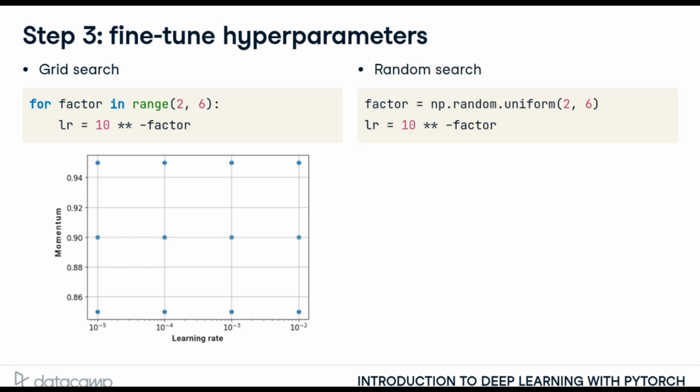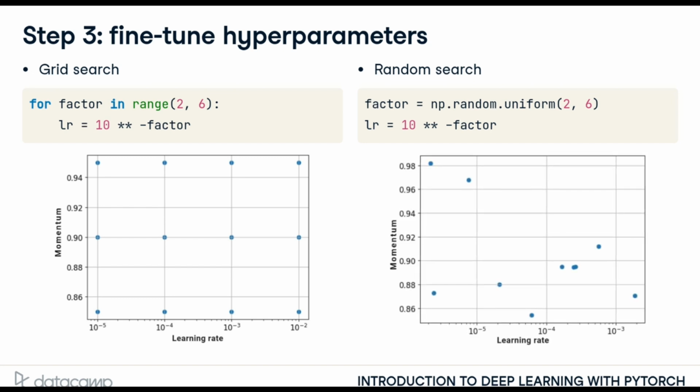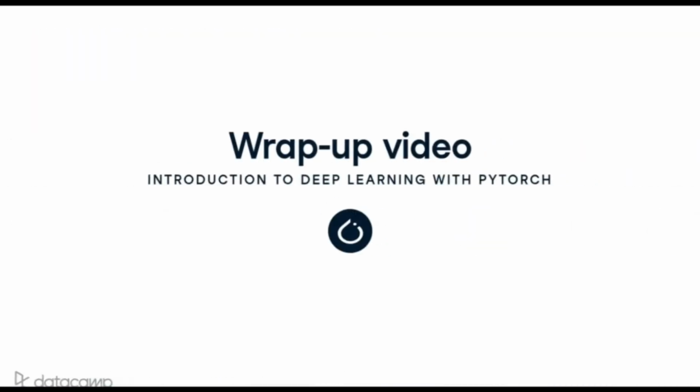Random search takes a different approach. Instead of testing set values, it randomly selects them within a given range. The np.random.uniform function, for example, picks a number between 2 and 6, allowing us to explore a wider variety of learning rates. Random search is often more efficient as it avoids unnecessary tests and increases the chance of finding optimal settings.